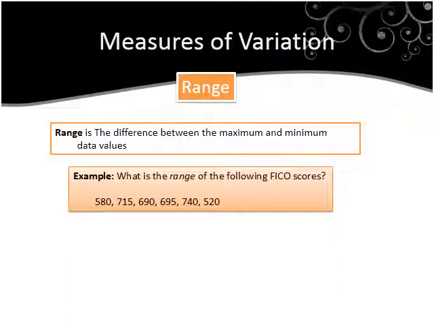For example, what is the range of the following FICO credit scores? Well, to do this, we first have to identify the largest and the smallest data values, or the maximum and minimum. In this case, the maximum looks like it's 740 and the minimum looks like it's 520. So the range is simply 740 minus 520, which gives us 220.